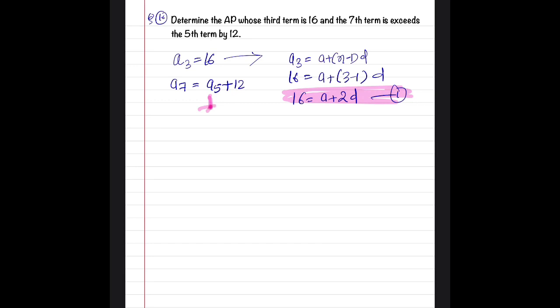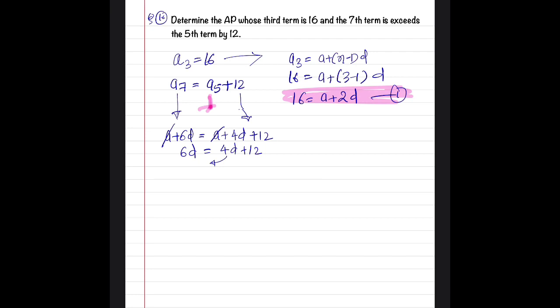So, what is A7? A7 directly you can write, that is a plus 6d is equal to, is it right? A7 we can directly write as a plus 6d if you put in the formula, an is equal to a plus n minus 1 d. So, similarly, what is A5? A5 will be written as a plus 4d. So, now directly we write the 12, that is plus 12. Okay. Now, a cancel each other, 6d is equal to 4d plus 12.